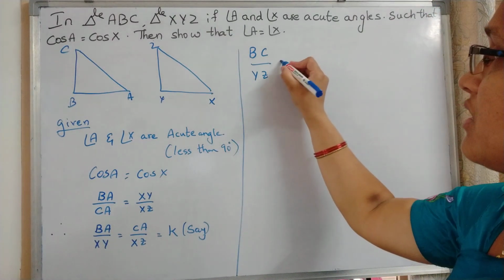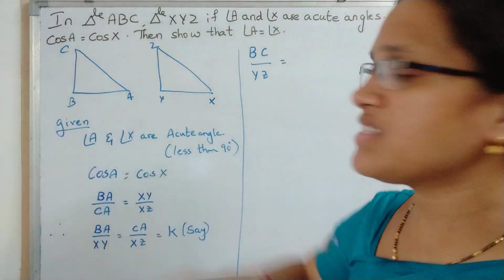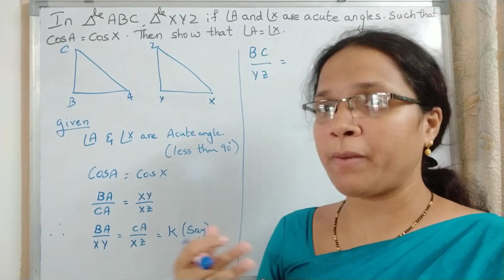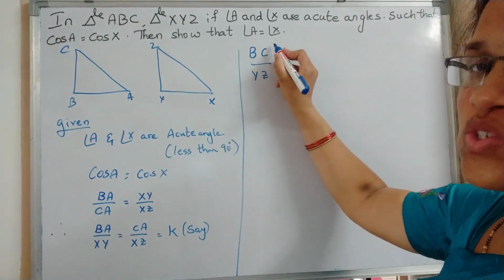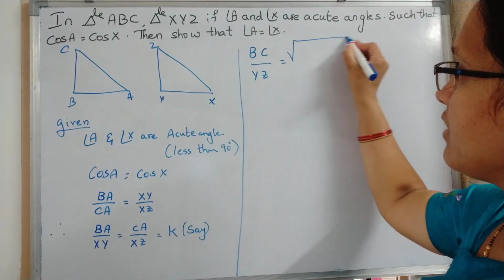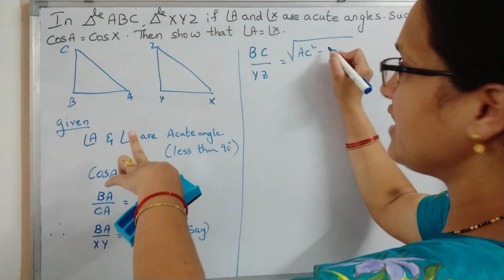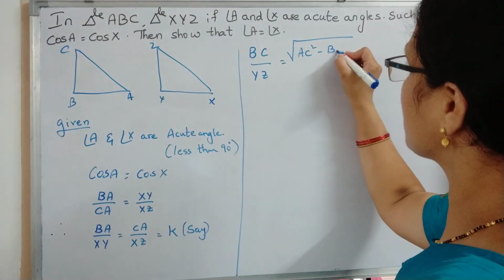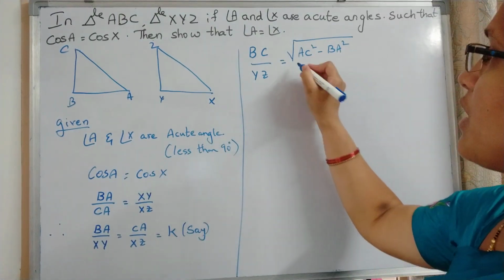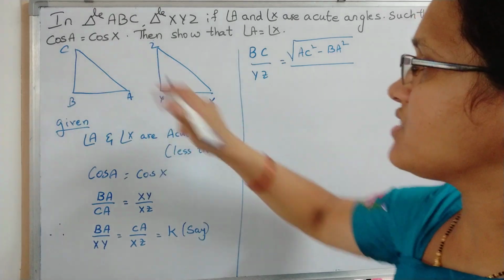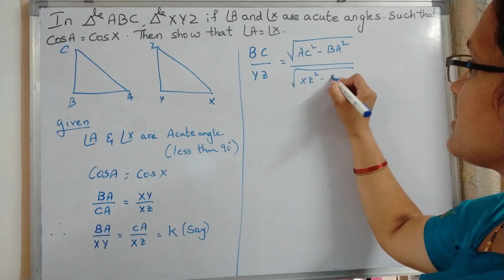Now if you take this, what is BC? According to Pythagoras theorem, BC square is what I should write, but instead of that I am writing the square root. So BC is equal to root of AC square minus BA square. Yes or no? And YZ is equal to root of XZ square minus XY square.